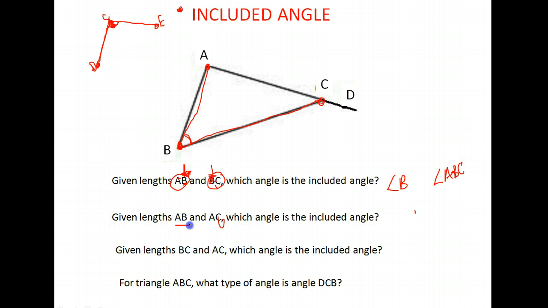Here's another one. Given lengths AB and AC, what would the included angle be? Just looking at their names, what do you think it's going to be? Angle A, angle B, or angle C? Well, notice they both share the letter A. That means that's where these must be connecting, and that must be the vertex of the angle they form. So right away I can tell it's angle A. If I look at the picture, I want AB and AC. What angle do they form, or what angle is included in between those two sides? Angle A, or angle BAC, if we want to write it with the three letters.